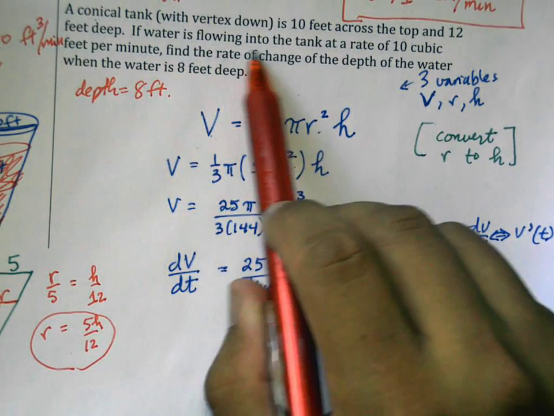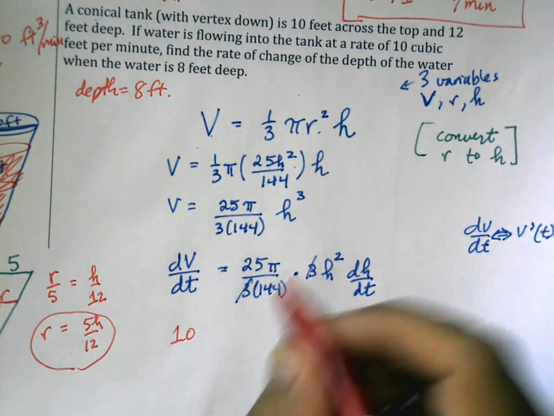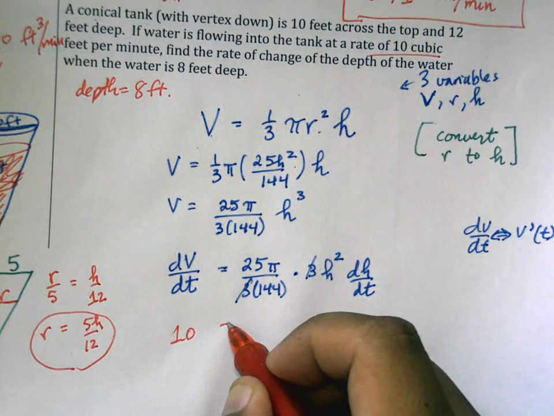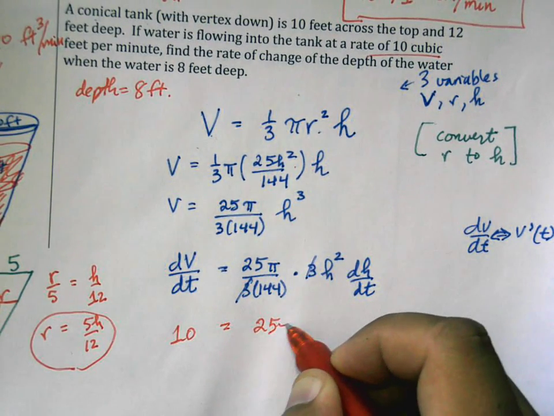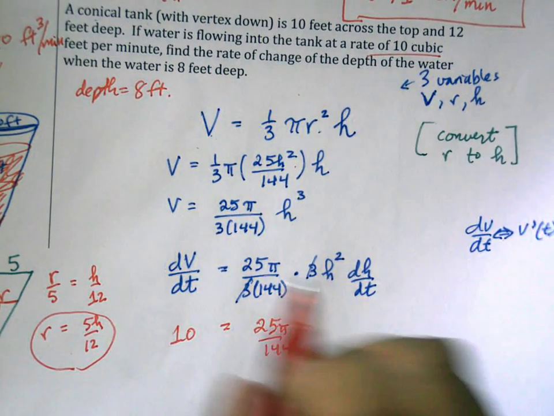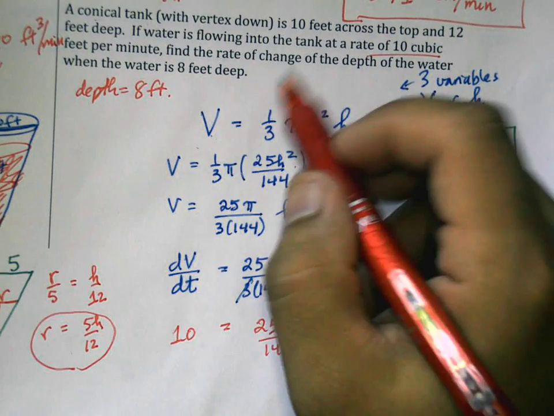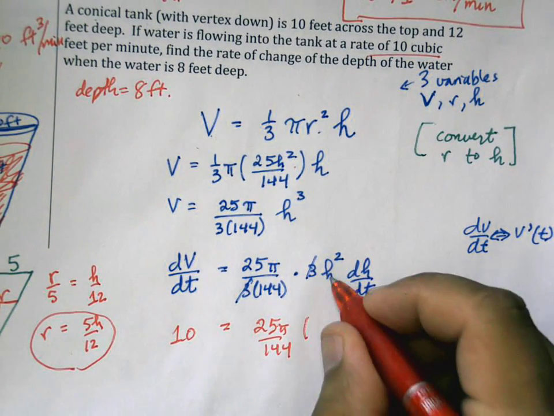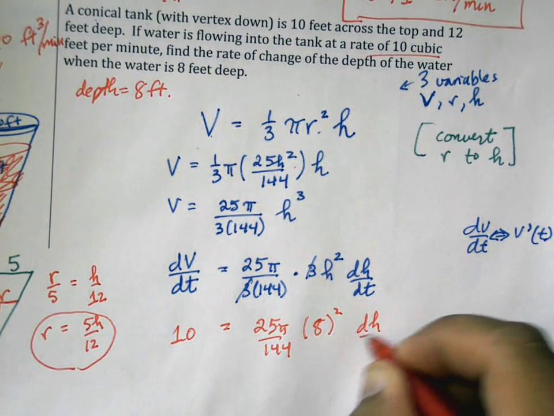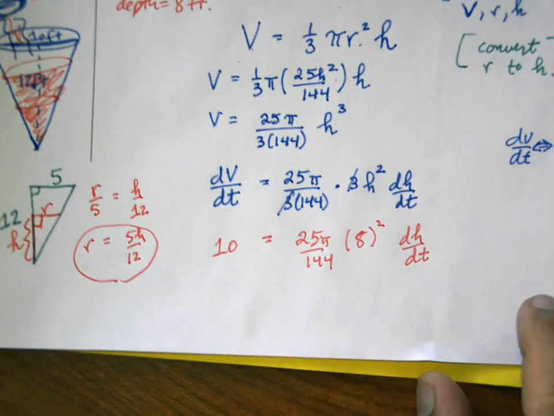So let's see. The water is flowing into a tank at a rate of 10 cubic feet per minute. So that means dV over dt is 10. This stuff is still there, 25 pi over 144. Find the rate of change of the depth of the water when the water is in fact 8 feet deep. So h here is 8, so that's 8 squared dh dt. Okay. So now we've gotten all the hard stuff done.